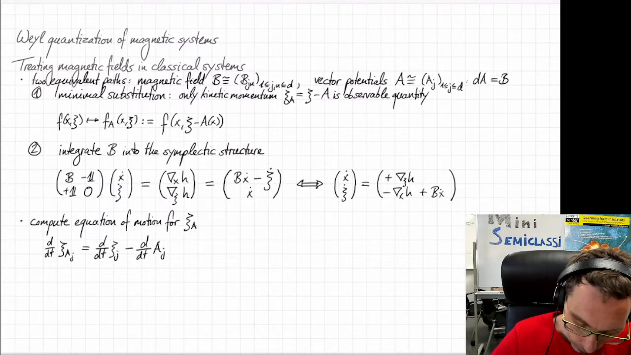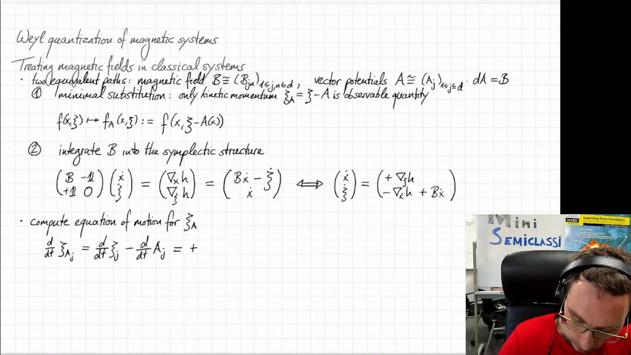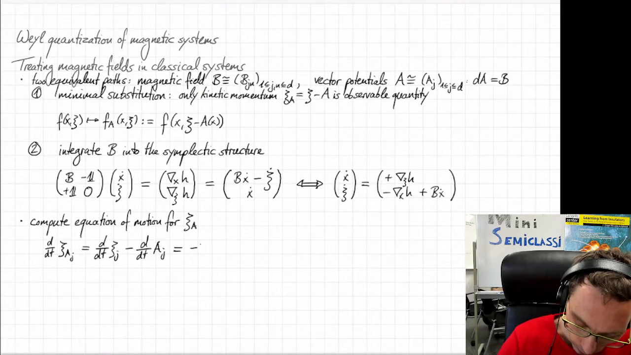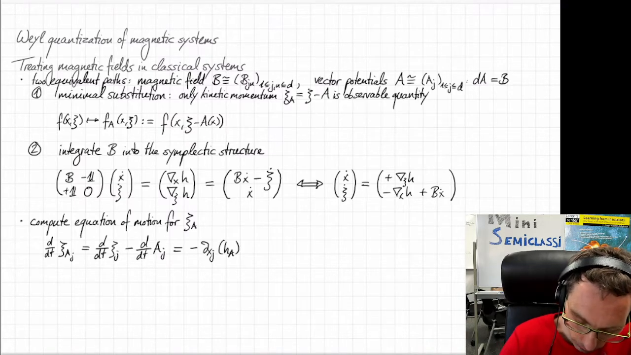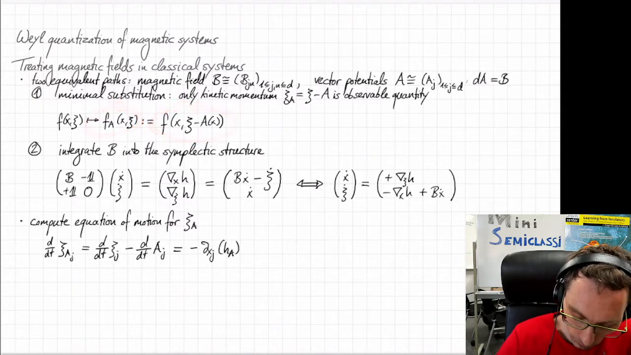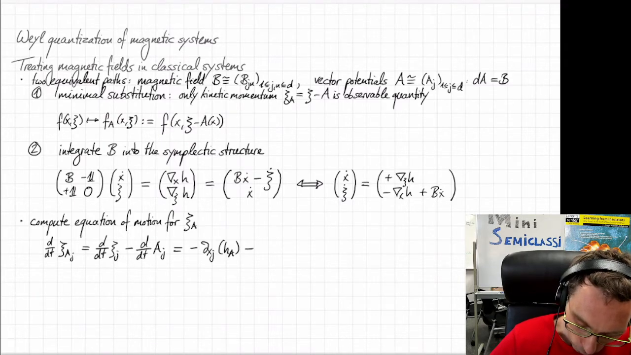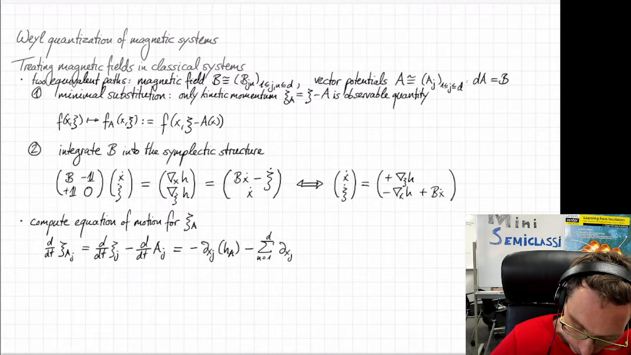And now, okay, for the first one, I just plug in the canonical answer, and that is minus the d_xj gradient of the minimally substituted Hamiltonian, right? Because the energy is an observable and we need to use minimal substitution. And then we get a second term, because when we derive A, we have to derive it with respect to x. So we get d_xn A_j times xn dot.